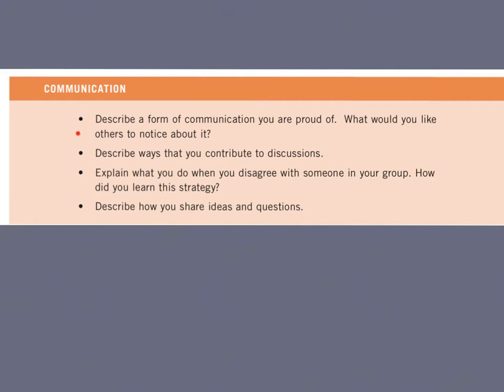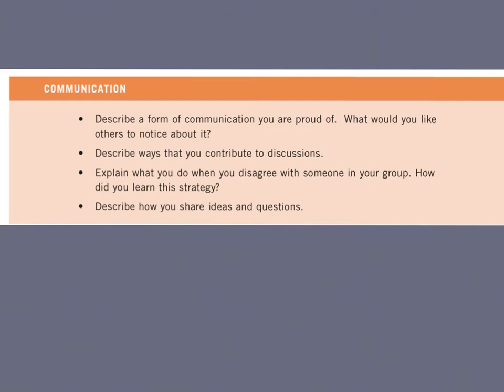So your first prompt is describe a form of communication you are proud of. What would you like others to notice about it? So this needs to be at least 5+ sentences, but explain why this is a form of communication that you are proud of. Your second one is to describe ways that you contribute to discussions. So if you can, in at least 5 sentences, describe how you help to participate.